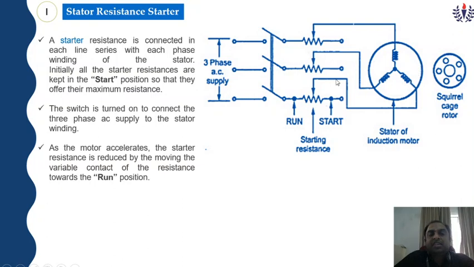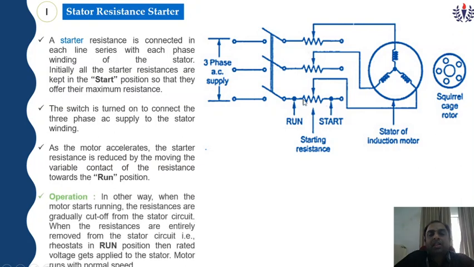The stator resistance is reduced by moving the variable contact. This moving contact moves from start towards run. We have to move the variable contact towards the run position. In other words, when the motor starts running, the resistance is gradually cut off from the stator circuit.